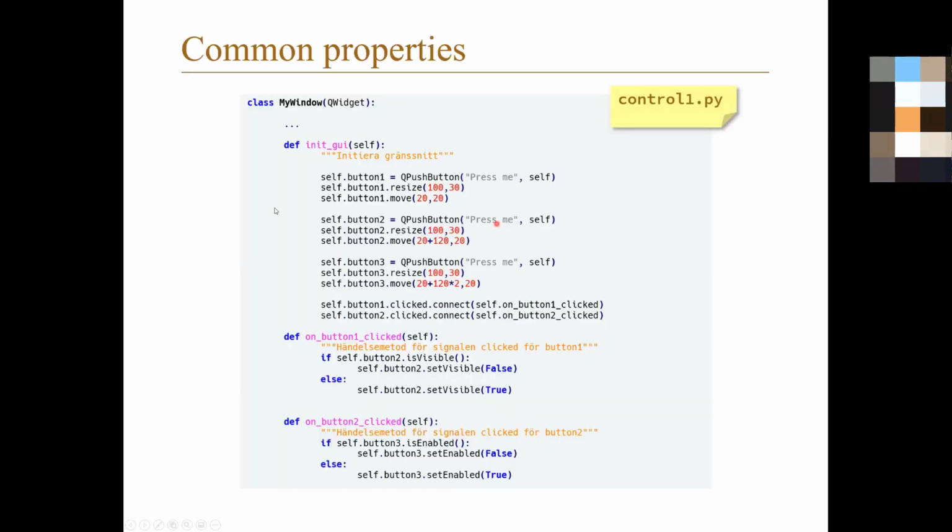So in this example here, I create 3 push buttons. I call them button 1, button 2, and button 3. I connect button 1 to button 1 clicked. I connect button 2 to button 2 clicked. If I click the first button here, it will check if button 2 is visible. Then it will set visible to false. If it's not visible, it will set it to visible. So by clicking button 1, it will hide and show button 2. Then if we press button 2, it will check if button 3 is enabled. If it's enabled, it will set enabled false, basically disabling the control, and otherwise it will enable the control.